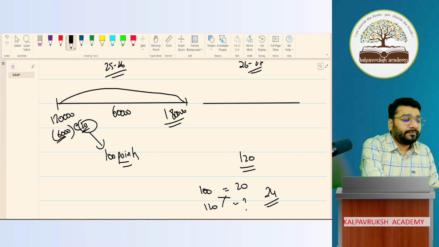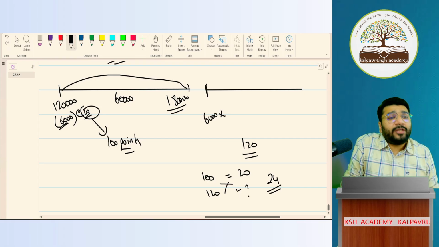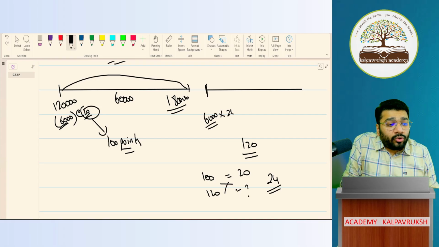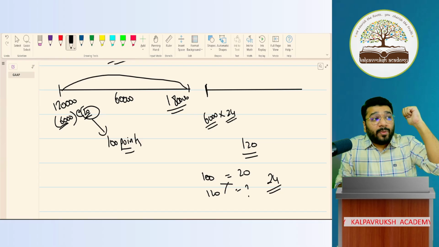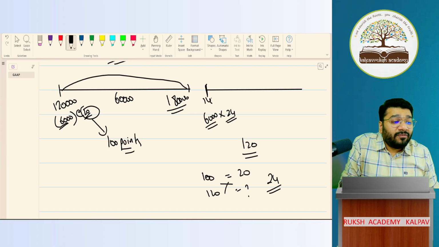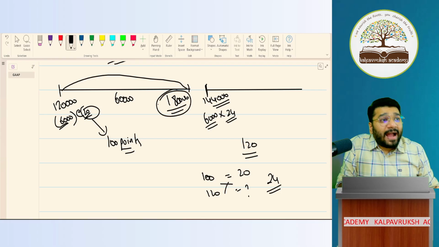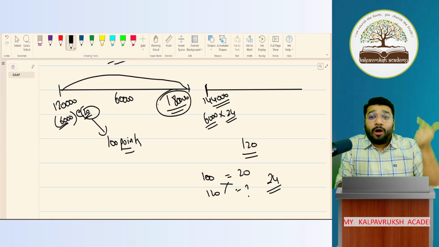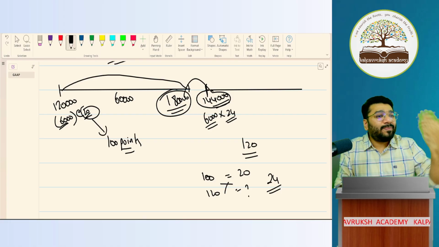Okay. So here, if I have to buy 6,000 chocolates, how much money do I need? 6,000 into 24. So how much opening capital do I need to start next year's business? 1,44,000. Got it, not got it? How much money is there in my hand on the previous date? 1,80,000. How much money do I need on the next date? 1,44,000. The difference, I can withdraw. This much money I can withdraw.